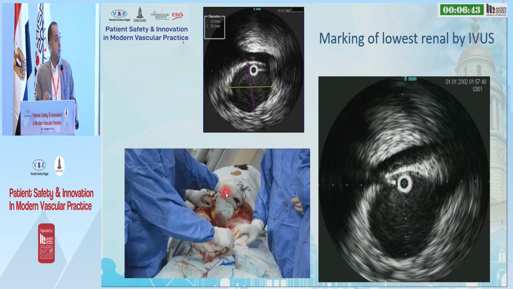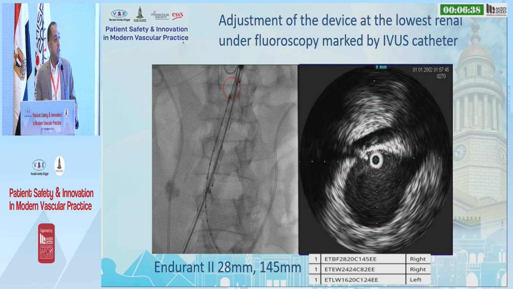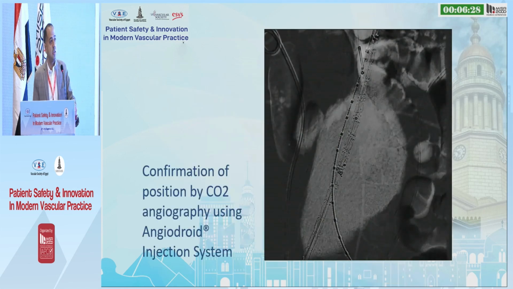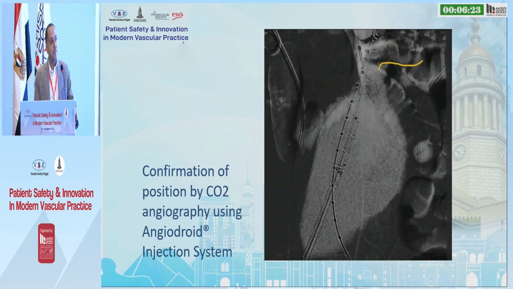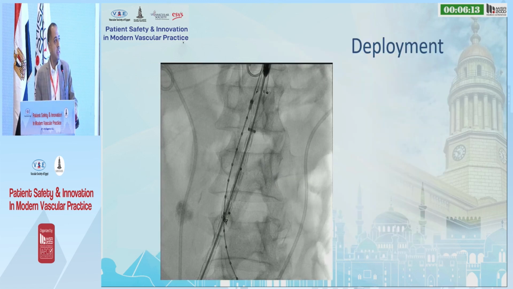Once you are at the level of the lowest renal artery, you can continue your procedure. In this case in particular, we left the tip of a catheter in place as a marker because we just depended on a CO2 angiogram, which is not very clear. As you can see, we barely see the left renal artery here, which is the lowest renal, but you can see that the tip of the catheter corresponds to it, and we started deployment of the device.